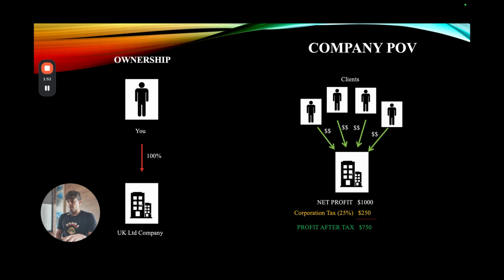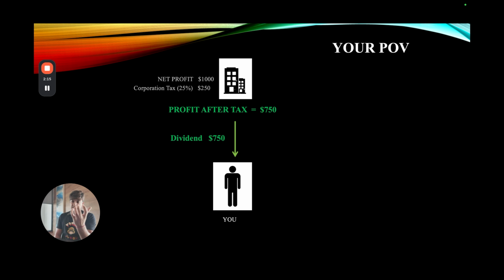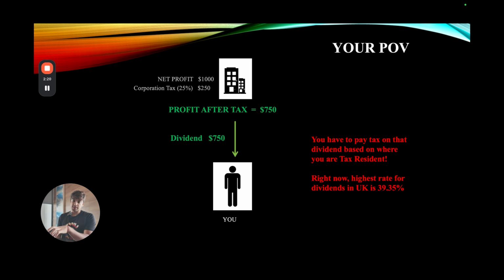So again, to drive this home, when you have a company, you own the company 100%, but now the clients are paying the company. They're not your clients anymore, they're the company's clients, its own separate entity. Then the company pays corporation tax at 25% in the UK, and then you've got the profit after tax. Now, you may be thinking, I own this company, how do I access this money? And the answer very simply is you pay yourself dividends, which is a share of the profit, or all of it. And then on that dividend, personally, you have to pay tax based on where you are a tax resident individually. And right now, the highest rate for dividends in the UK is 39.35%.